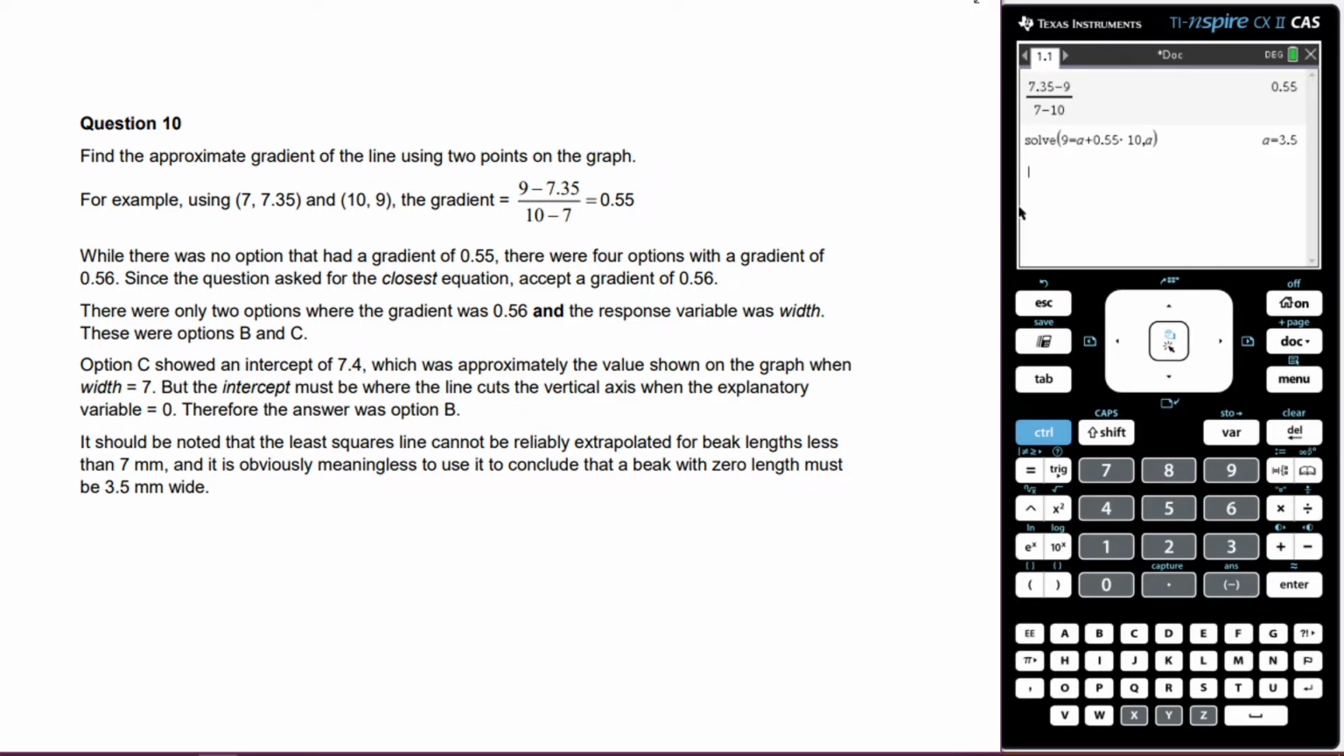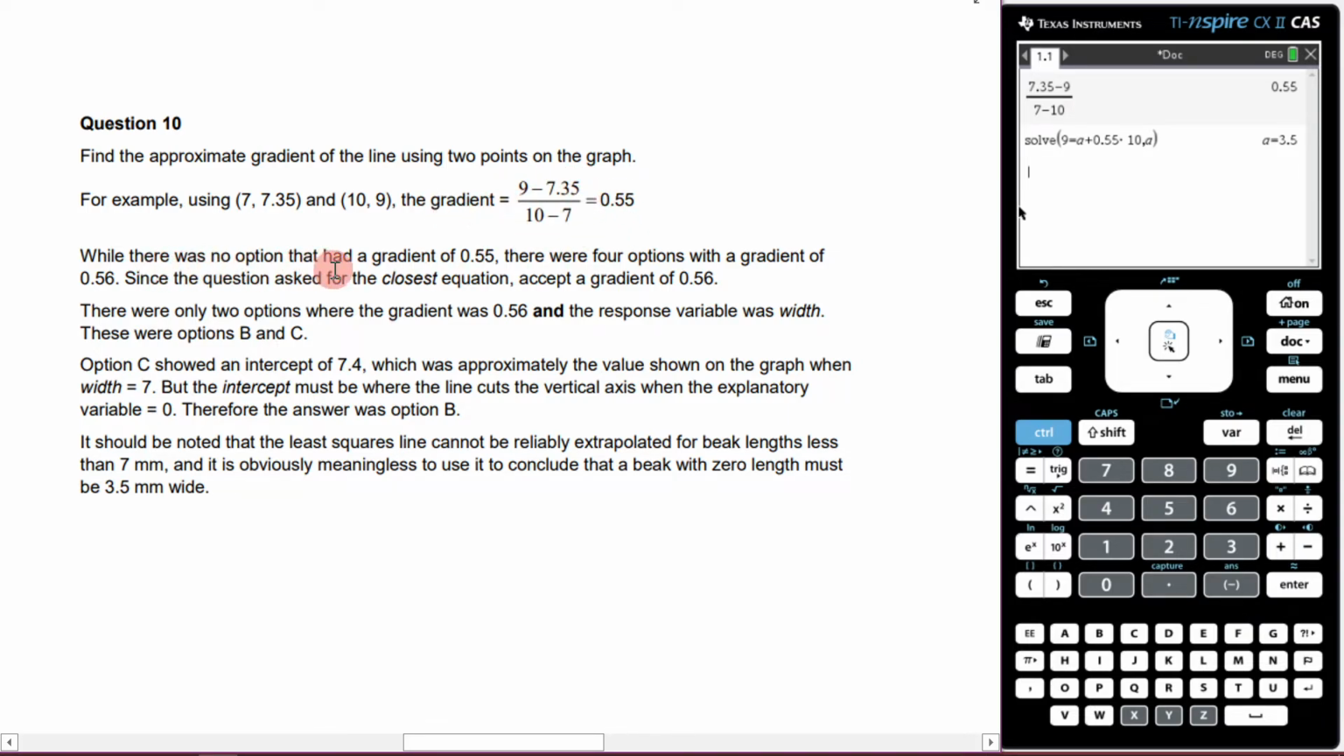So as you can see here, let's just read through what they've said here. You really want to keep your eye out for when VCAA gives you an explanation of a question, because it means it was done poorly and therefore they're likely to test it again. It says, find the approximate gradient of the line using 2 points on the graph. For example, 7 and 7.35 and 10 and 9. The gradient would be 0.55, and you can see that right there.